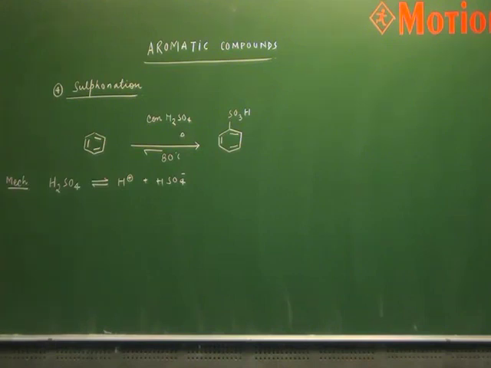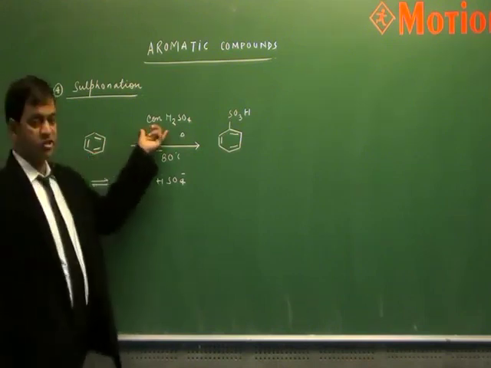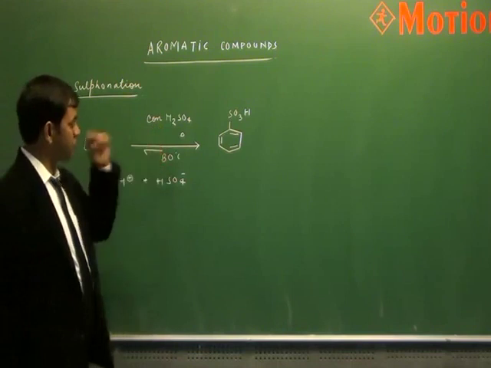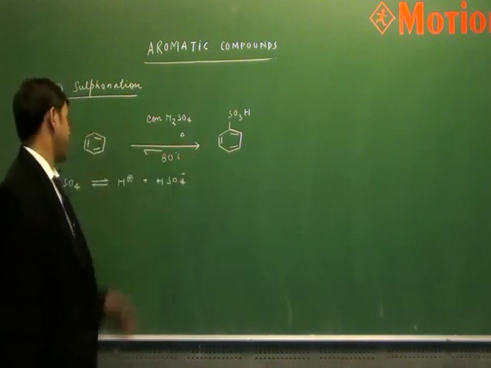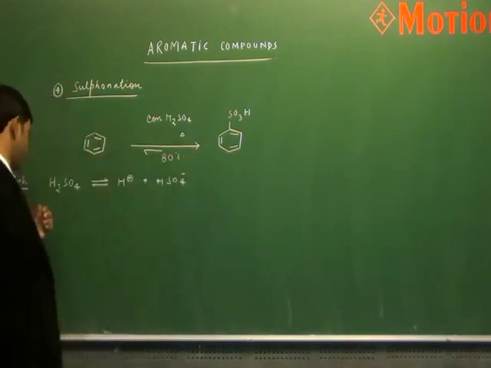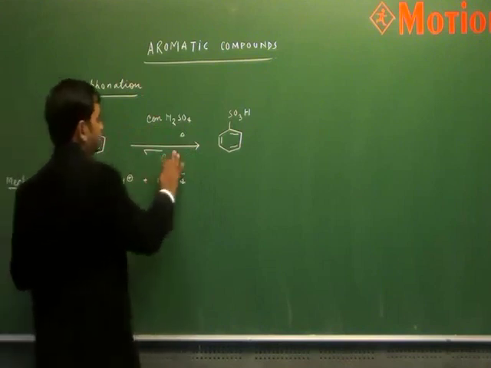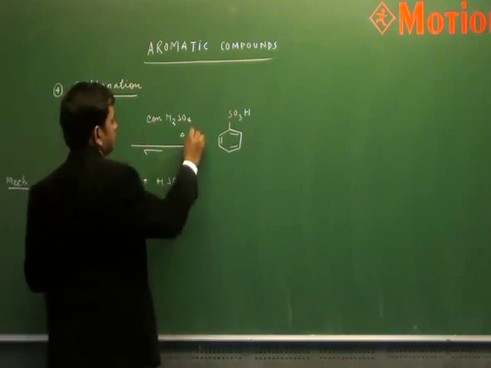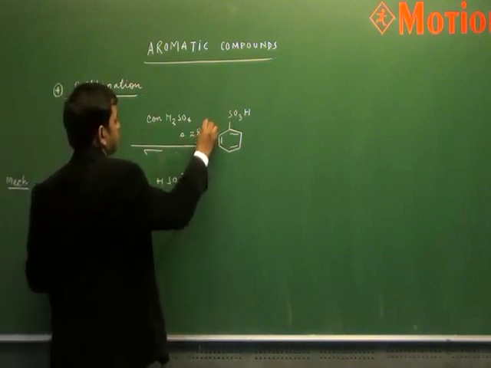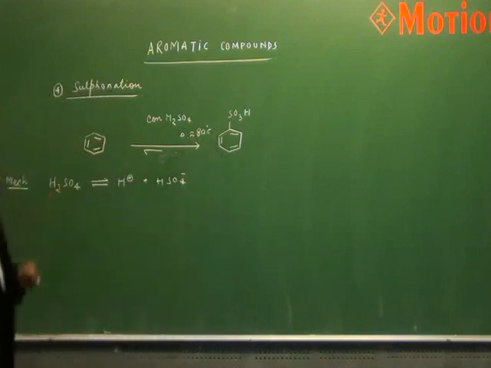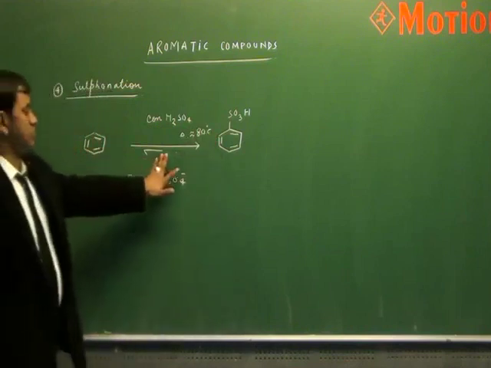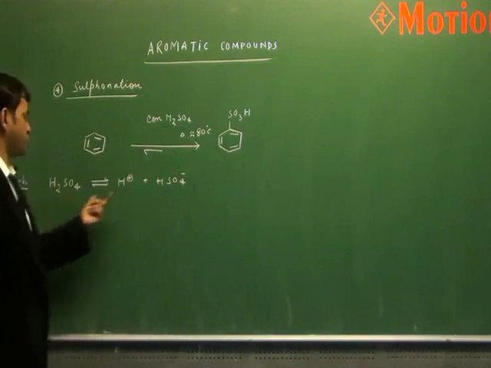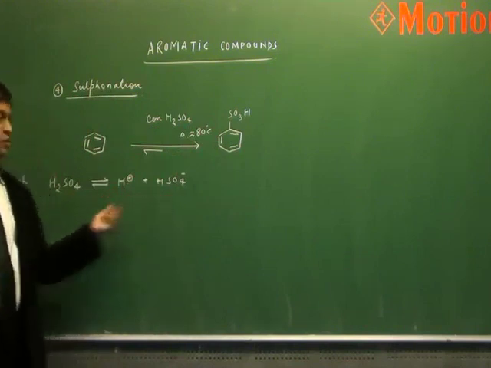Sulfonation. When benzene is treated with concentrated H2SO4, on heating it gives benzene sulfonic acid at approximately 80 degrees centigrade temperature. Here we see the mechanism. H2SO4 dissociates into H plus and HSO4 minus.